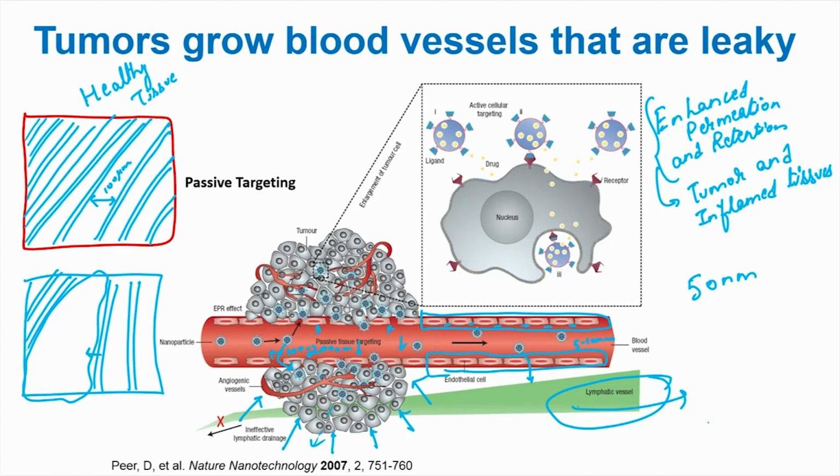Ideally speaking, anything below 100 nanometers will be able to utilize this effect to a very nice extent, whereas anything above 100 nanometers may be difficult. It may diffuse into certain areas, but not through all areas of the tumor vessels. So, ideally you want your particles anywhere between 10 nanometers and 50 nanometers if you are trying to target these tumor or inflamed tissues. Even up to 100 nanometers is okay, but beyond that it is not going to work very well, at least with this concept.